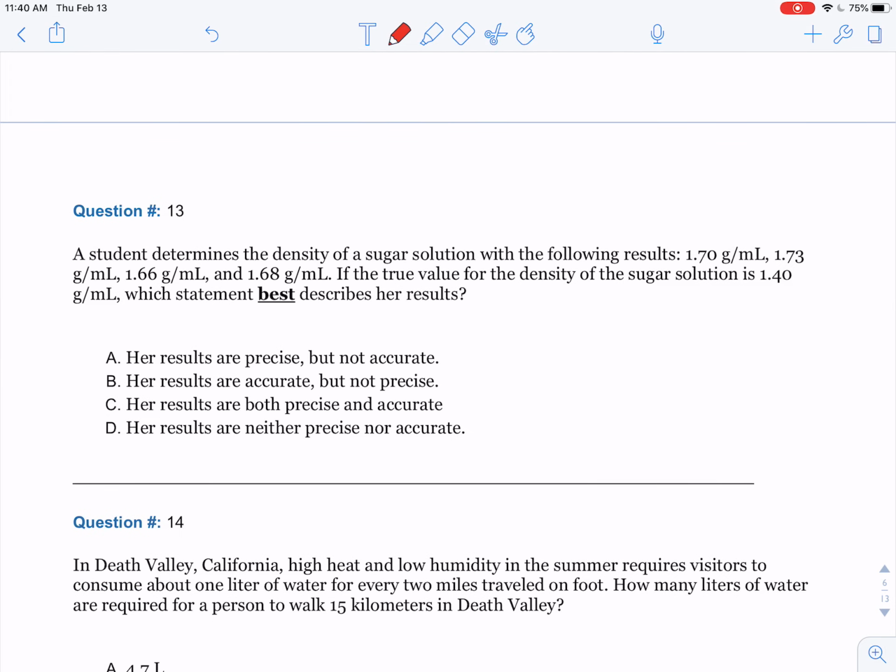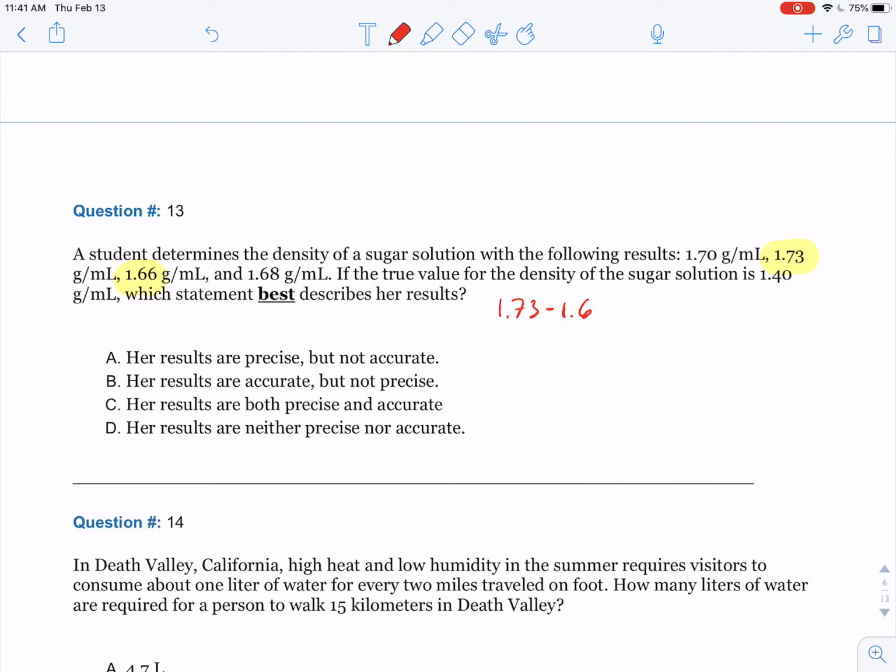A student determines the density of a sugar solution, and the results are this: 170, 173, 166, 178. The true value for the density of sugar is 140. Okay, what do you do here? Or how would you approach this? What is the largest value that this person obtained in this experiment? The largest value is 173. What is the smallest value that the student determined? That is 166. So what's the difference here?